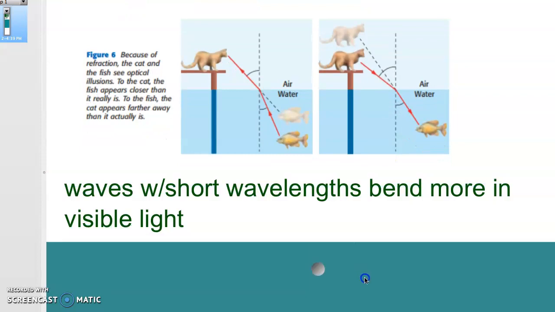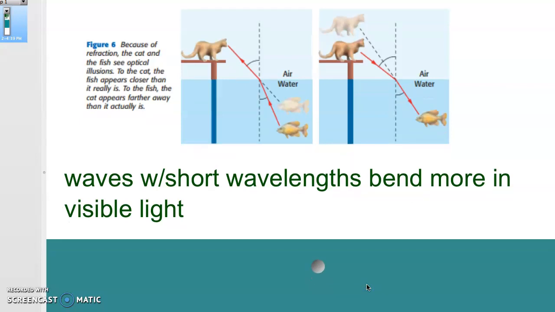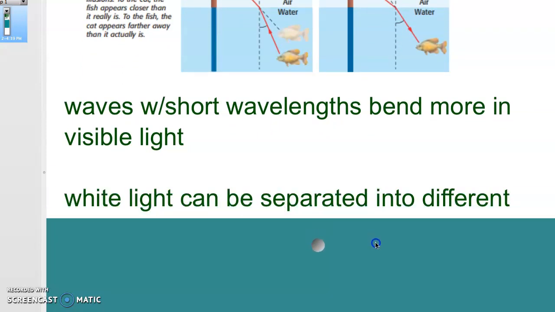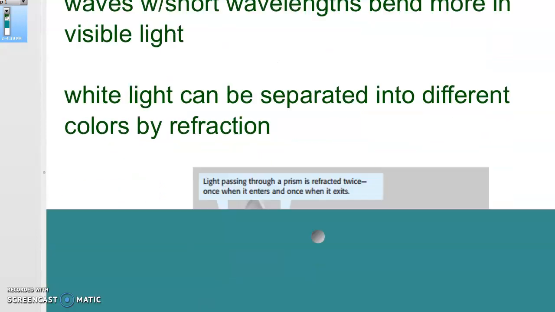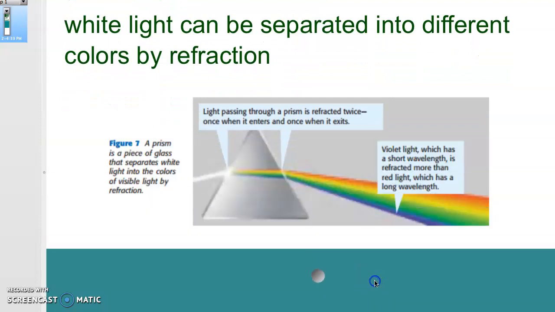Waves that have short wavelengths are going to bend more in visible light. So think about the electromagnetic spectrum that we've been talking about and the ROY G. BIV, and that's going to be very interesting when you think of the rainbow. White light can be separated into different colors by refraction. I have a thing in my classroom that I would be using right now that we could spin, but here's a great example.